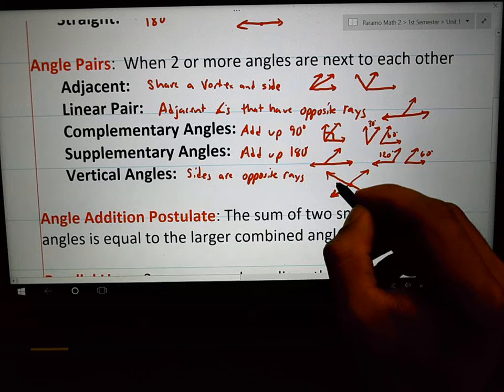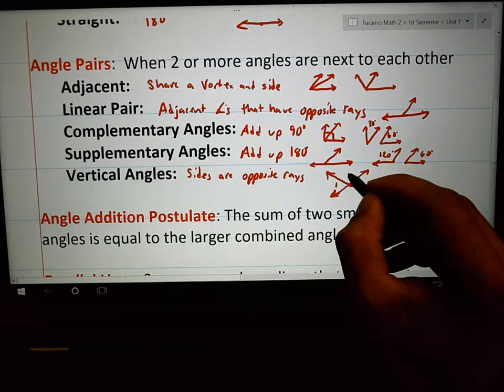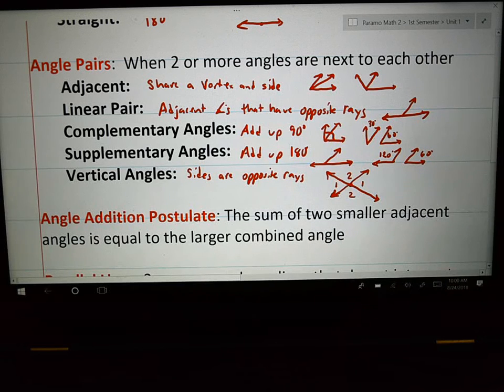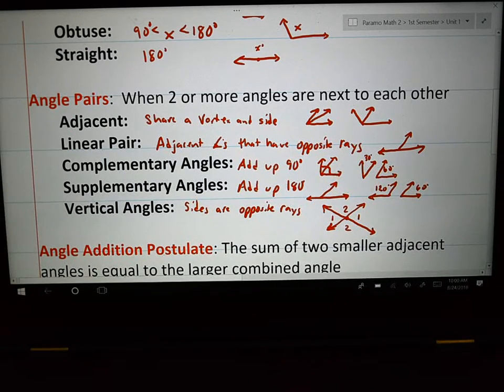So the vertical angles would be like angle 1 and angle 1, or angle 2 and angle 2. Angle 1 and angle 1 are vertical angles. Angle 2 and angle 2 are vertical angles. They're the ones that are across from each other because the sides are opposite rays. I'm going to end this as part 1 of the recording.